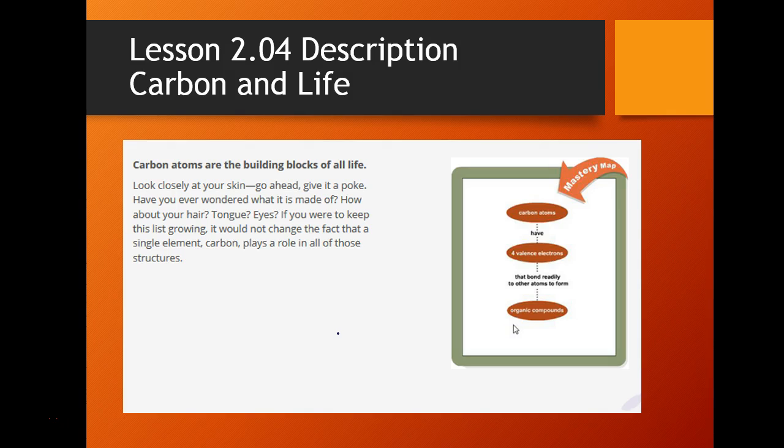So here's a general overview about what we'll be going over today. We'll be going over the structure of carbon atoms and how they have 4 valence electrons. Remember that electrons are found on the outside of the nucleus, and the valence electrons specifically are the electrons that are found in the outer ring. Those valence electrons, we'll see today, allow carbon to readily bond to other atoms in order to form organic compounds.